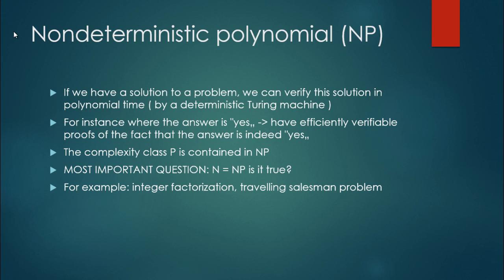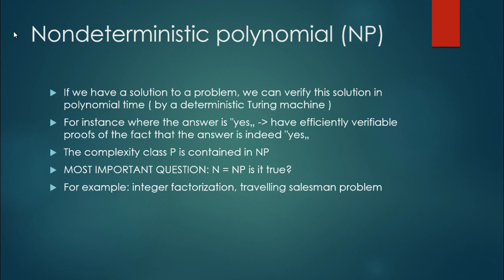So, for example, all sorting algorithms, finding the shortest path, and finding spanning trees are in this polynomial class. As far as the non-deterministic polynomial class is concerned, if we have a solution to a problem, we can verify this solution in polynomial time. So we cannot solve the problem in polynomial time, but if we find a solution to the problem, we can verify it in polynomial time by a deterministic Turing machine. So for instance, where the answer is yes, we have efficiently verifiable proofs of the fact that the answer is indeed yes in polynomial time, quite fast. So the complexity class P is contained in NP, and the most important question, as I said earlier, is whether P is equal to NP, is it true or not?